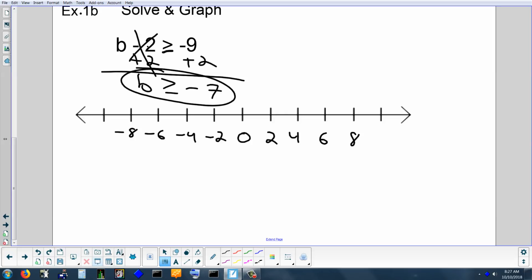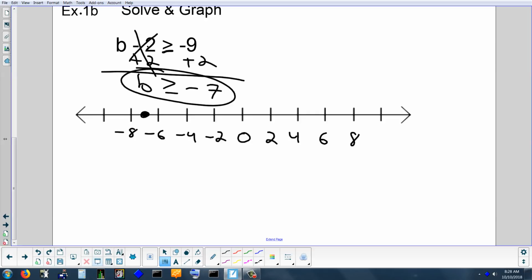All right, so what kind of circle am I going to put on this one? Savannah? Closed. And where am I going to put it? Negative 7. Right, yeah, so negative 7, it's exactly right in between negative 6 and negative 8. Negative 7. And now, which way am I going to shade? Left or to the right? How about, right? To the right. Yeah, to the right.